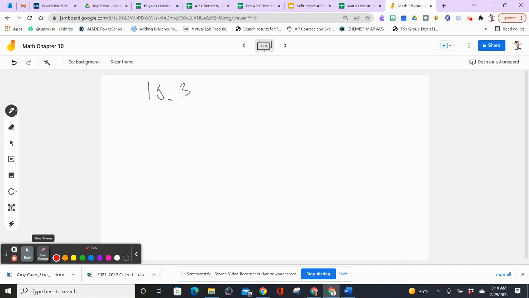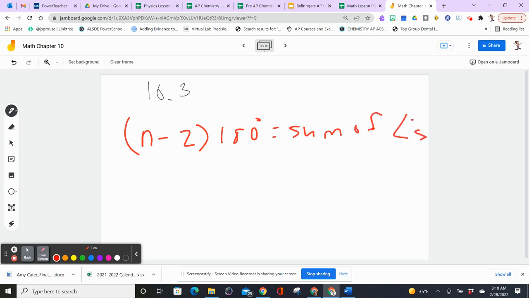All right. The sum of measures of a polygon's angles. Now we're looking at adding up all of the angles inside a polygon. What you need to know is that the sum of the angles in a polygon with n number of sides is always going to be equal to (n minus 2) times 180. So whatever number of sides you have in your polygon, you subtract 2 from it, and then you multiply it by 180, and that's the sum of all of your angles.